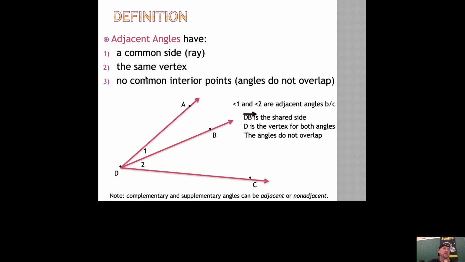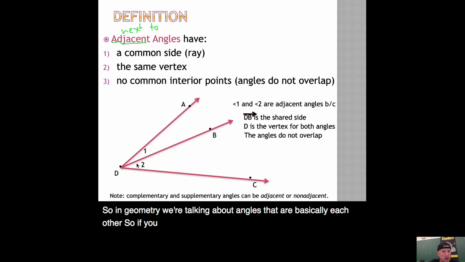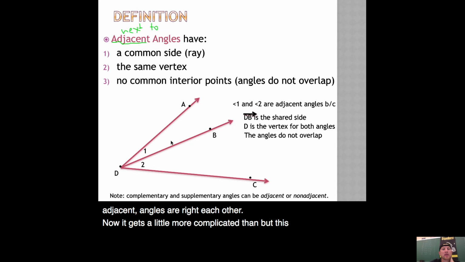Adjacent angles have this definition. Okay, now in general, adjacent means next to. So in geometry, we're talking about angles that are basically next to each other. So if you look at this diagram, angle 1 and angle 2 are adjacent angles. They're right next to each other. Now, it gets a little more complicated than that, but this is a simple way to look at it.